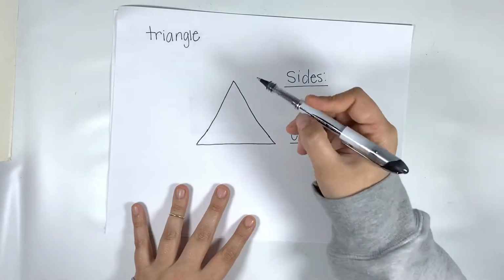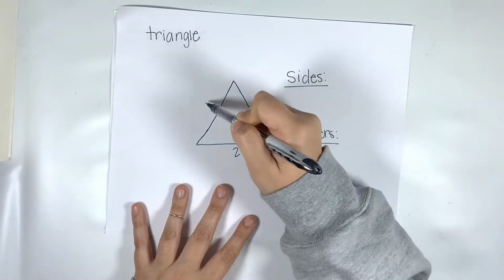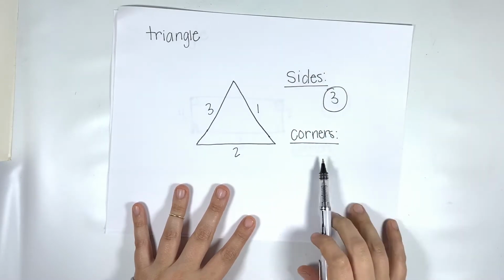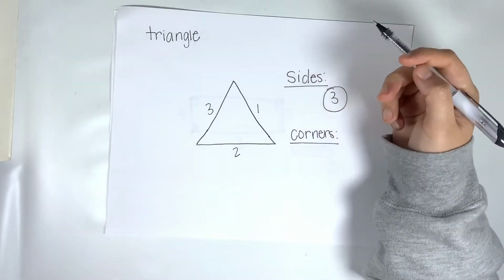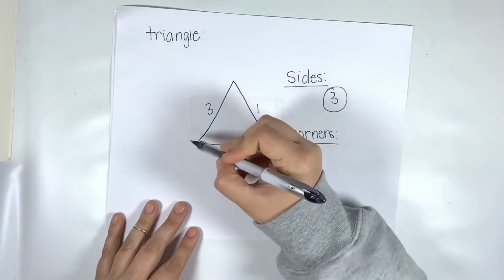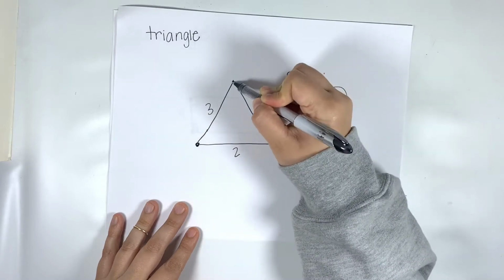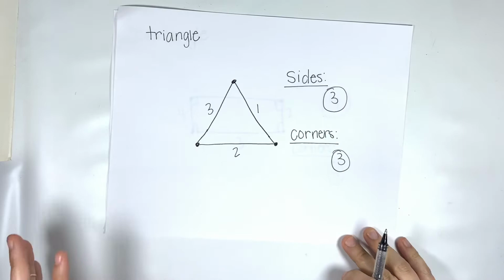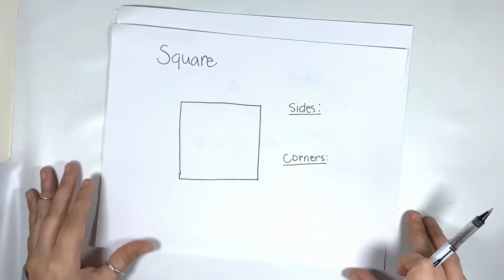Let's count the sides. We have 1, 2, 3. So there are 3 sides to a triangle. Let's count the corners. Again, corners are where two straight lines come together and meet. So I have 1, 2, 3. I have 3 corners for the triangle. Next is a square.